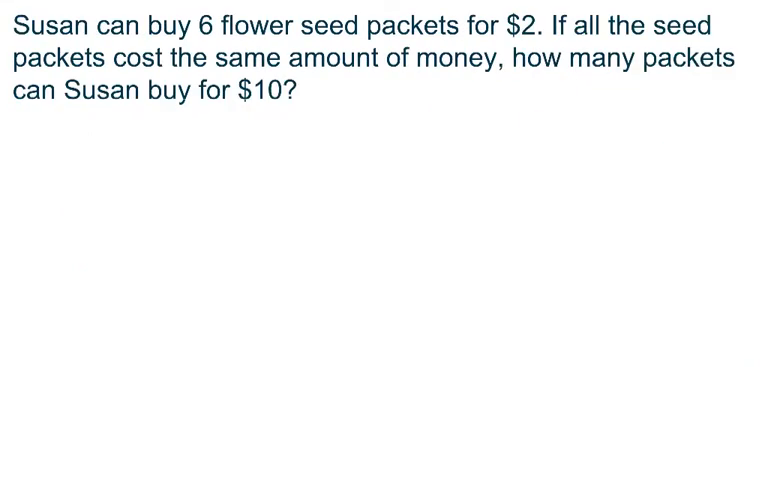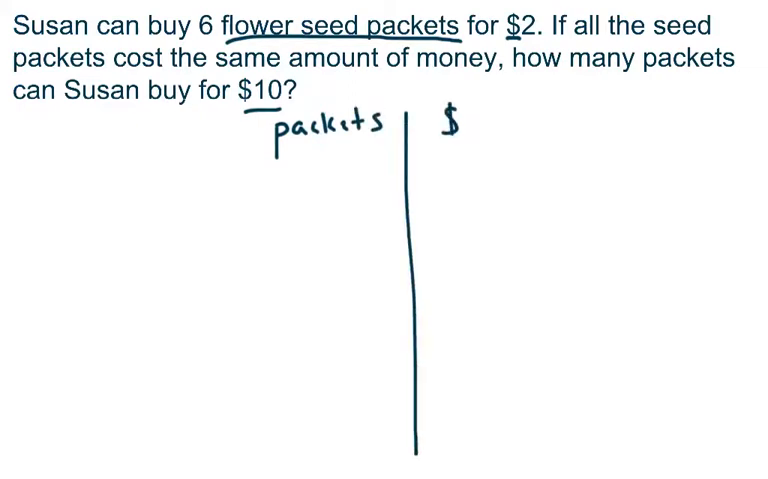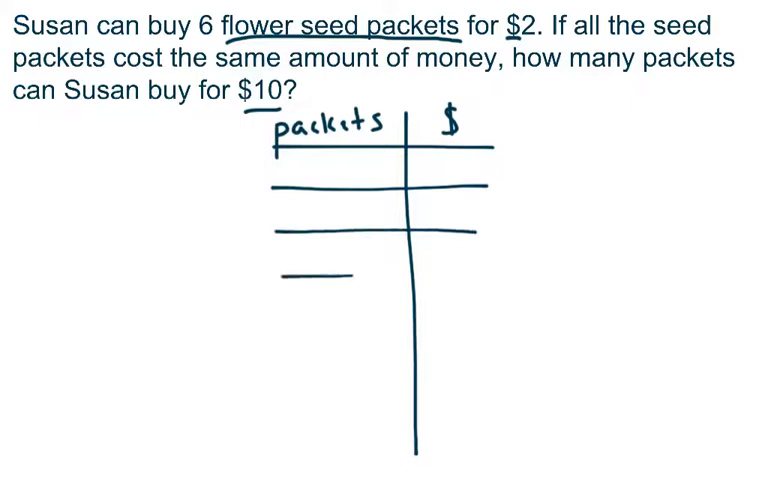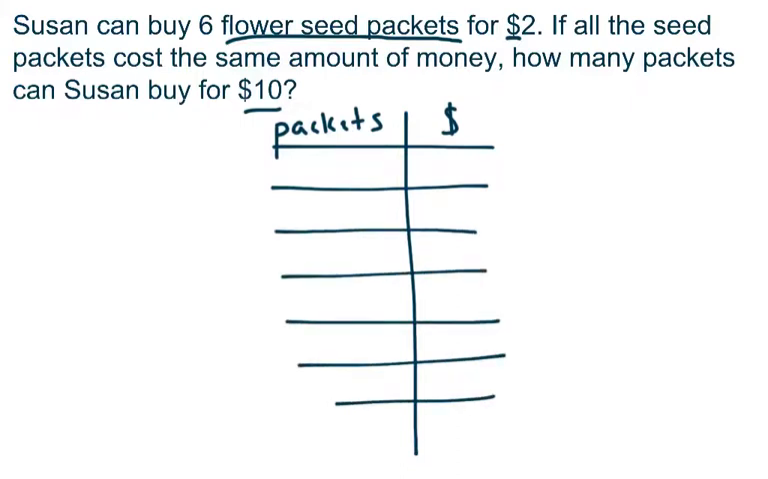Now on to my next problem. Susan can buy 6 flower seed packets for $2. If all the seed packets cost the same amount of money, how many packets can Susan buy for $10? So another way to solve ratio problems is by using a ratio table. So I can list out all the possible combinations of flower seed packets and how much they cost. So let me do it until I get up to $10. So I have packets, and I have dollars.